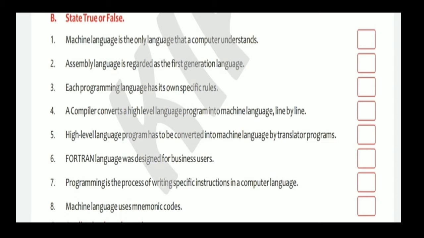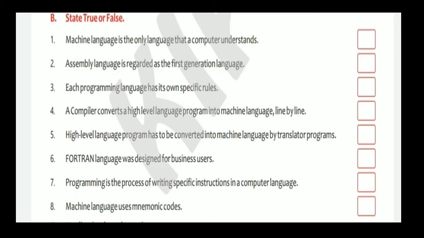So seventh is: programming is the process of writing specific instructions in a computer language. Yes students, that is true. Programming is mainly useful for writing specific instructions in a computer language. Eighth is: machine language uses mnemonic codes. No students, not machine language. Assembly language uses mnemonic codes.